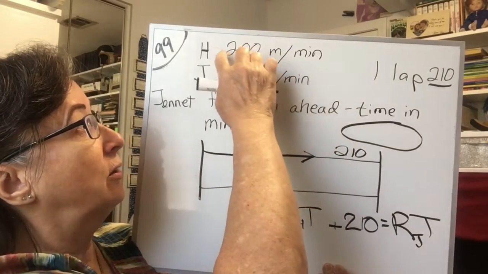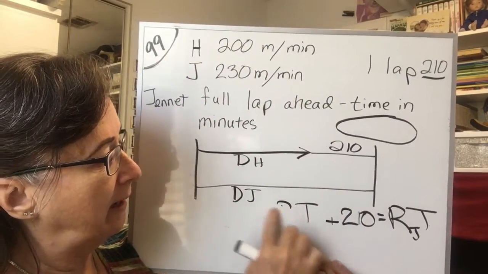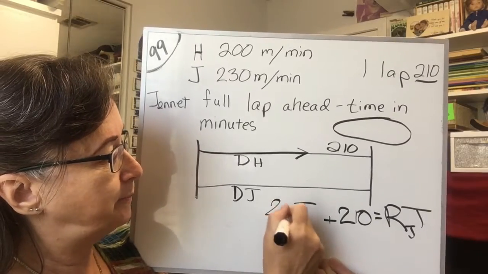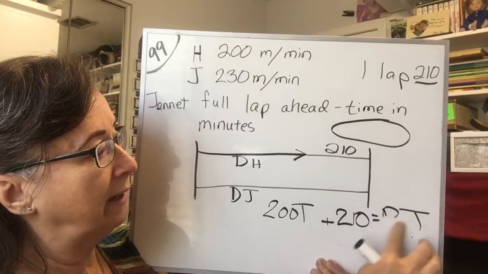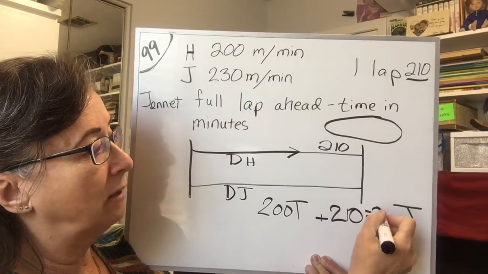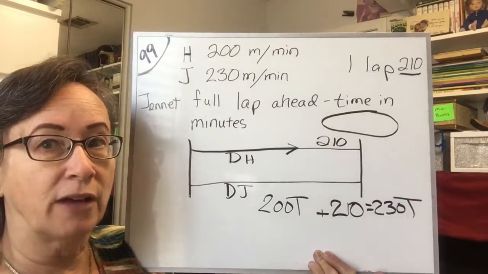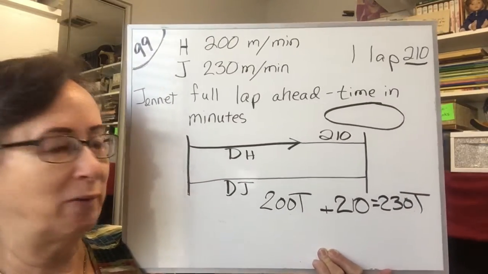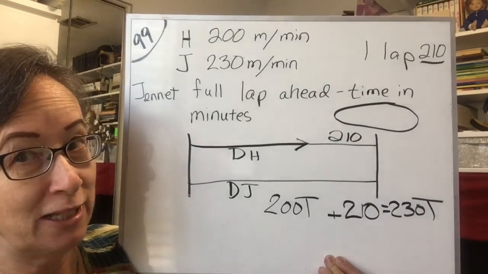We already know that Harry's rate is 200. So rate of Harry is 200, and rate of Jeanette is 230. Look at that. We already have our equation ready to solve, because anytime we get to the point where we only have one variable left, we are pretty much done.